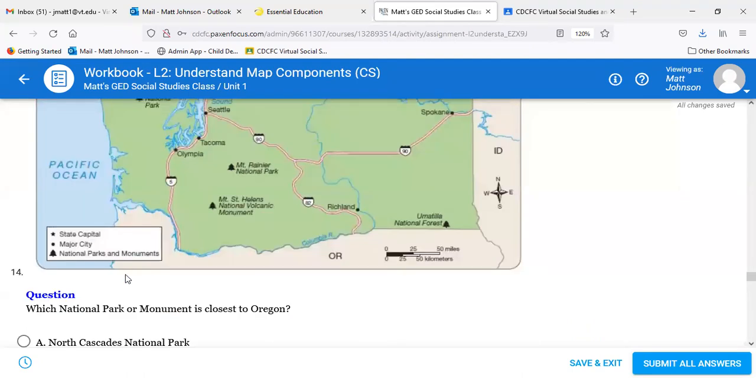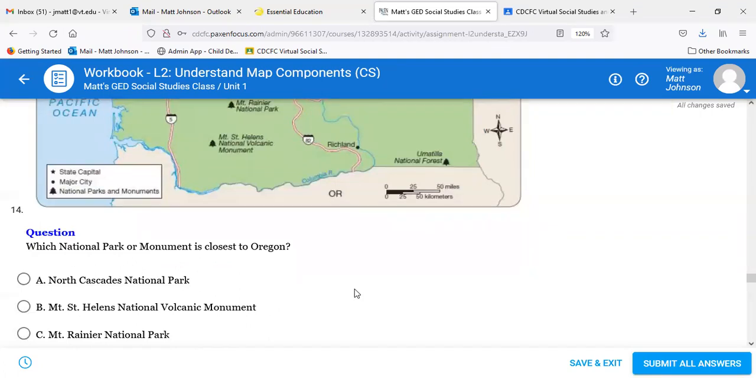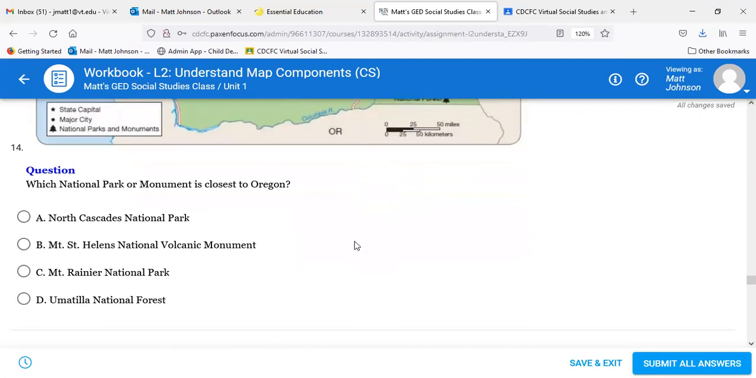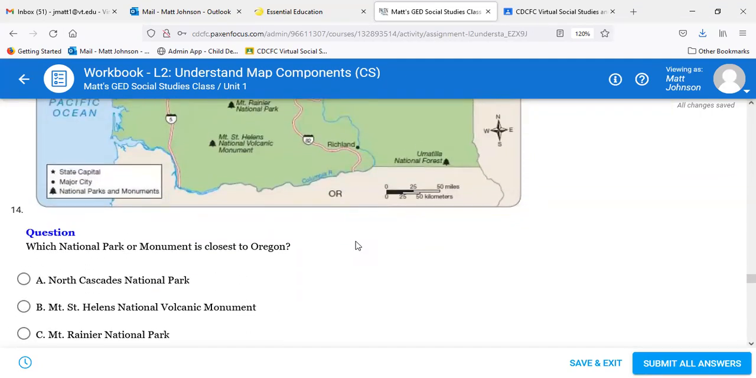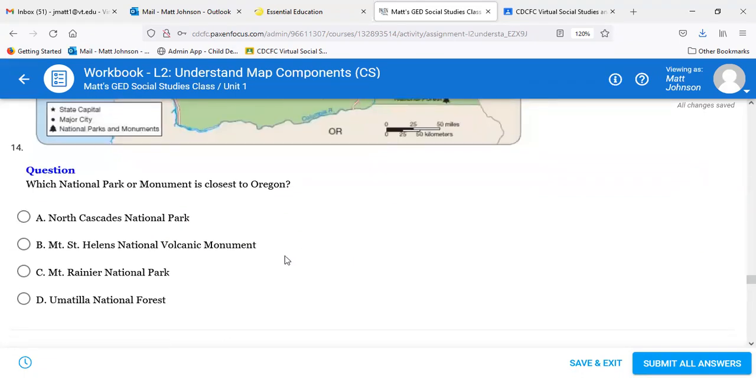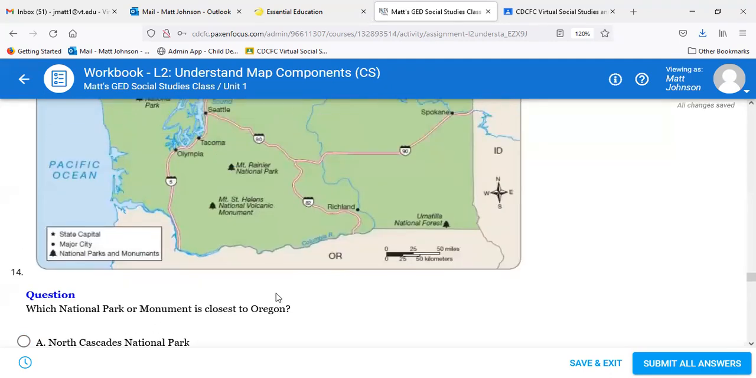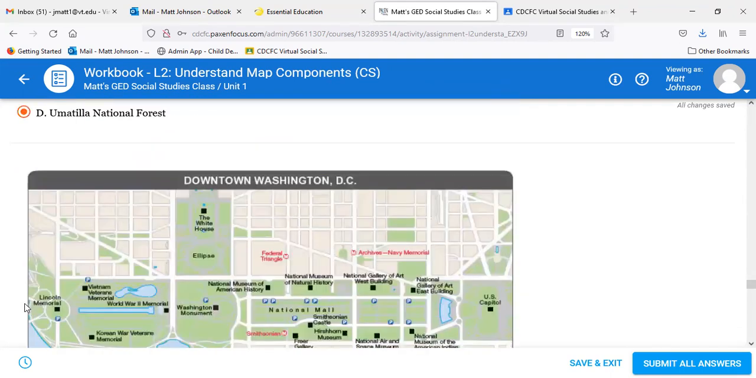And which national park or monument is closest to Oregon? Oregon is right down here. Which national park is closest? Maybe Mount St. Helens, one of those. Yeah, Umatilla. That's right. It's Umatilla, D. It might actually run into Oregon.